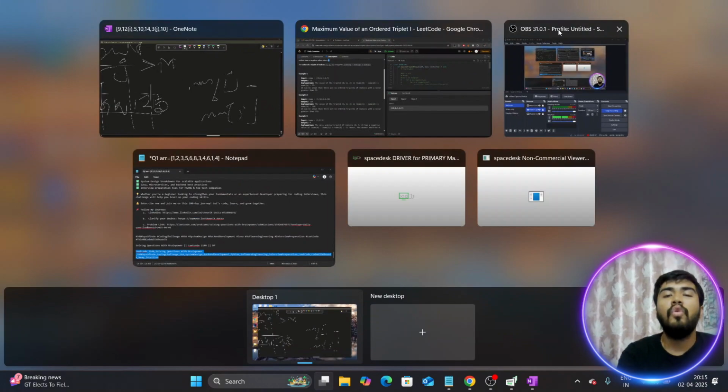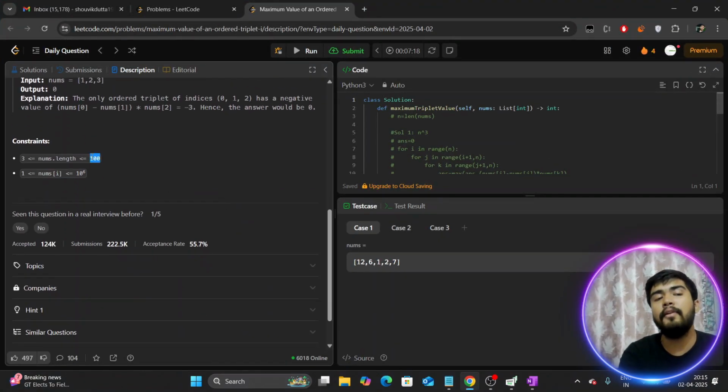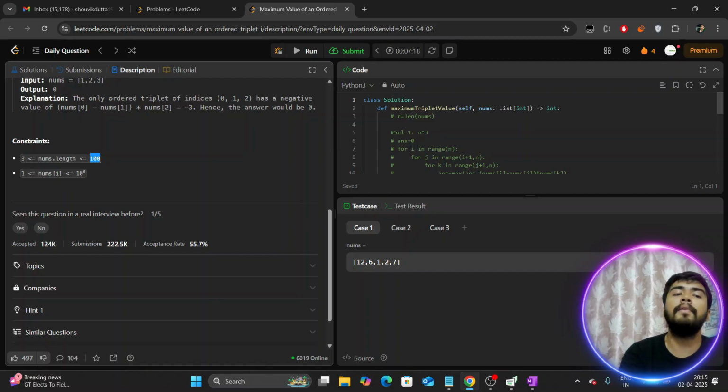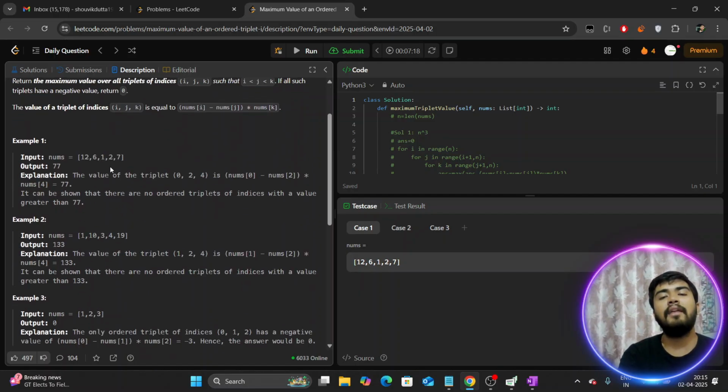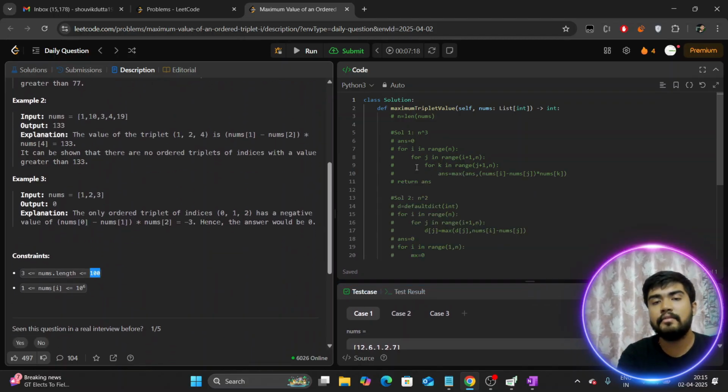And now for this, I guess the constant is very small. So if you can write an n cube solution, then even 100 into 100 into 100, that means 10 to the power 6, is also going to be fine, because we have a 10 raised to the power 8 capacity, which a system can process in 1 second. So yes, you can write a very standard brute force, and that is obviously a big O of n cube. So yes, it is something like this.